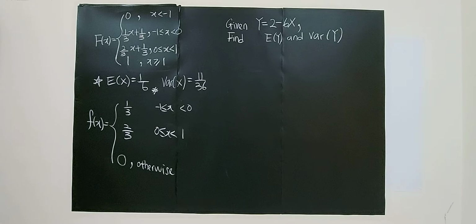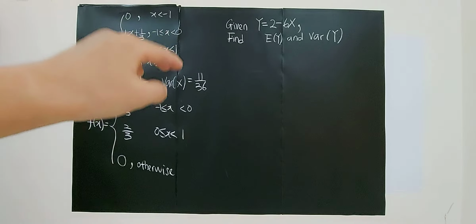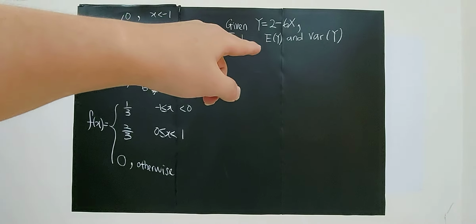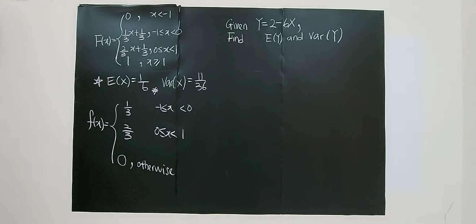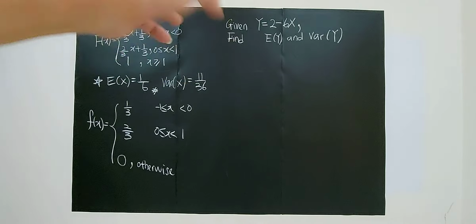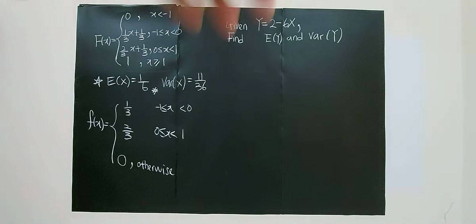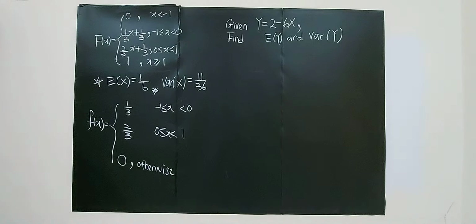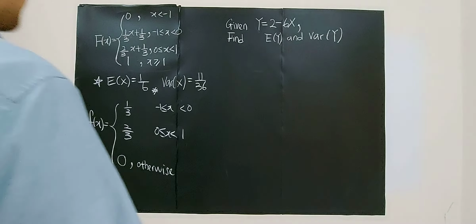The next question, after finding the mean and the variance of x, gives us that y is 2 minus 6x. So y is another continuous random variable, which is 2 minus 6x. They're asking you to find the expected value of y and the variance of y. Very easy, we can apply the properties.